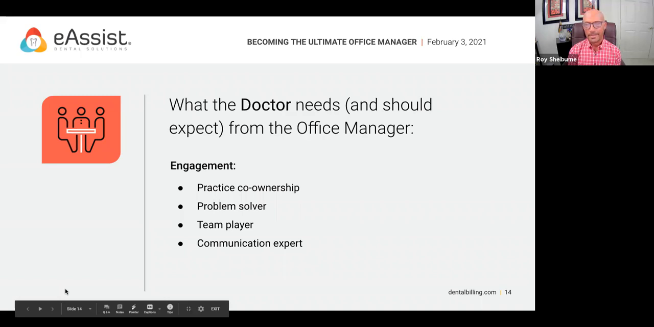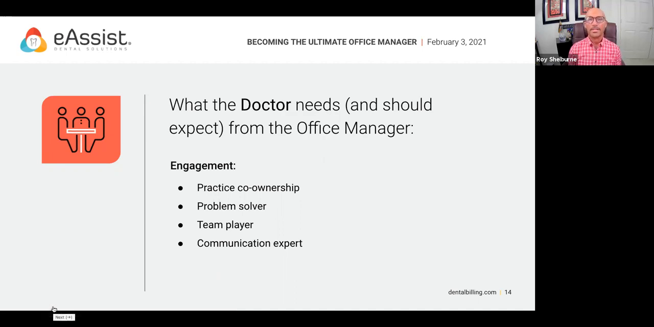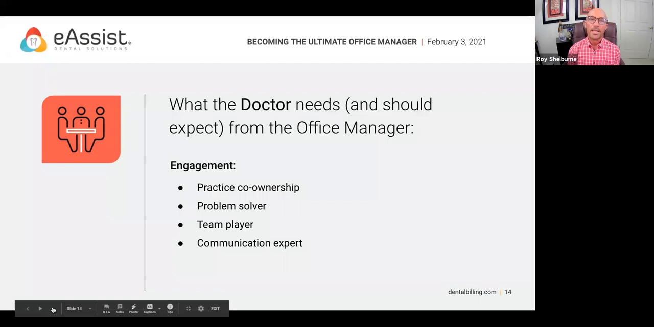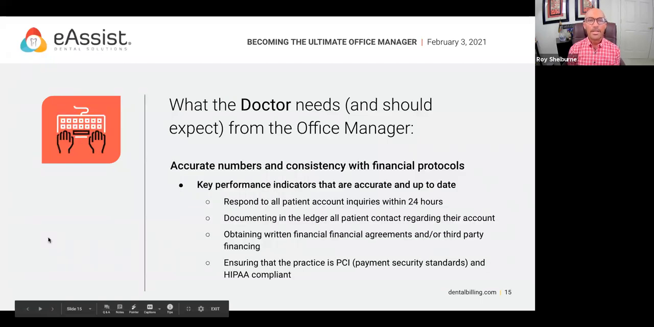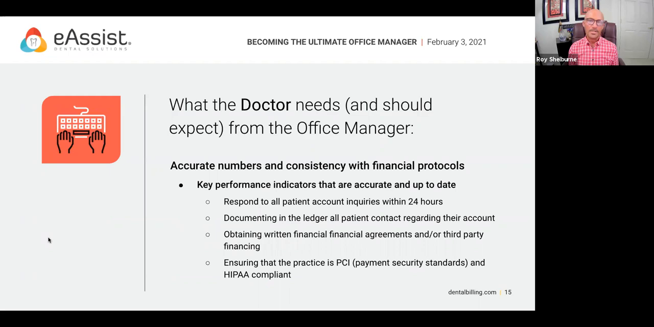Problem solver, there again, if we have instances that pop up in the office unexpectedly, we need you to be able to solve that and not involve the doctor unless it's absolutely necessary. Team player, you're often the quarterback who in the business area hands off the ball and makes sure that the plays run as they're supposed to. Communication expert, you set the trend as well in the practice as being an office manager, how we communicate, how we interact with each other, and those expectations.